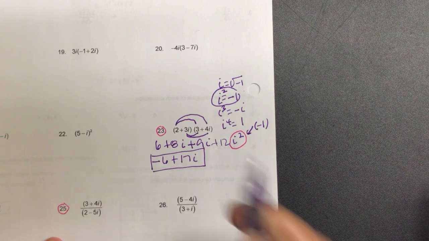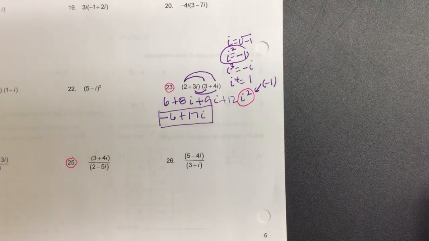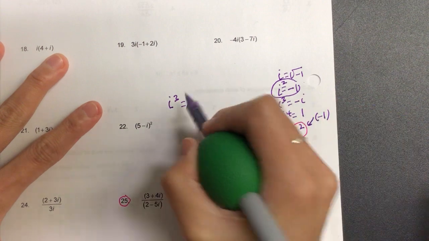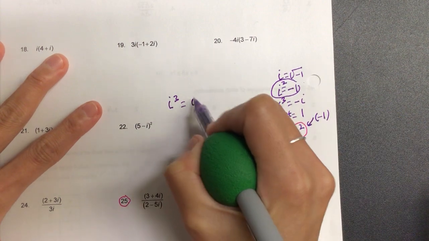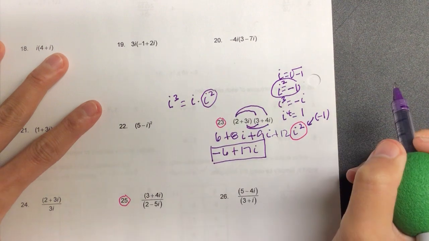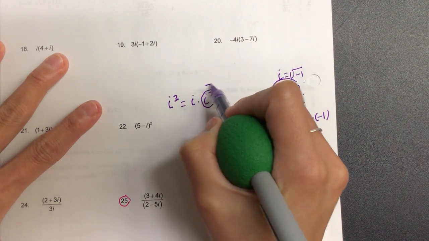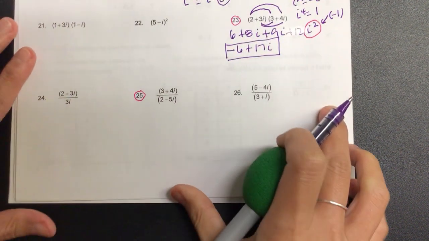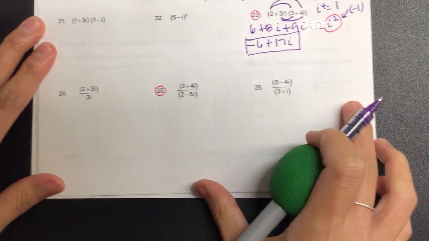Wait, so i cubed is negative i? Mm-hmm. How? So the way I see i cubed is the following. I see it as i times i squared. What is i squared? Negative 1. So therefore, negative 1 times i is negative i. Okay? All right, let's go on to number 25.